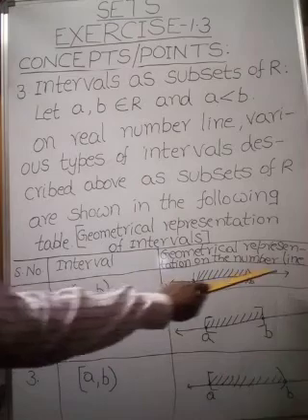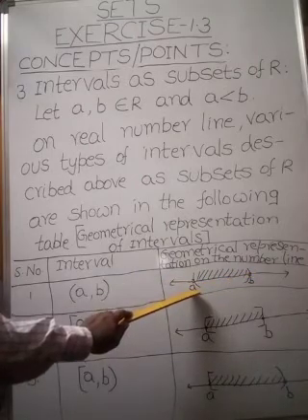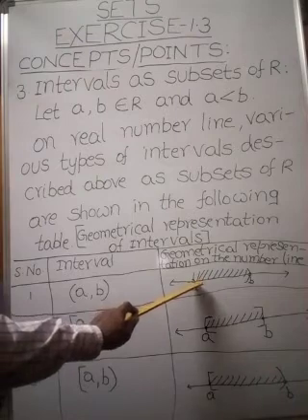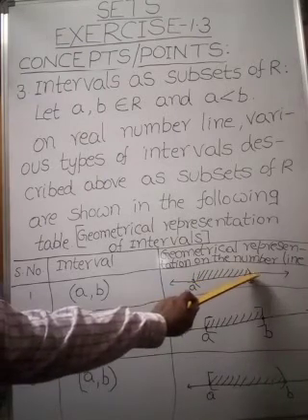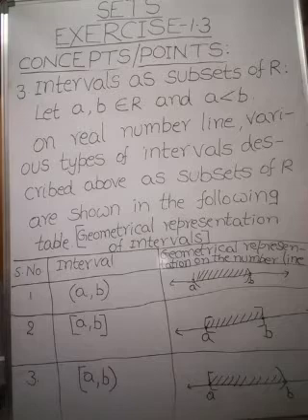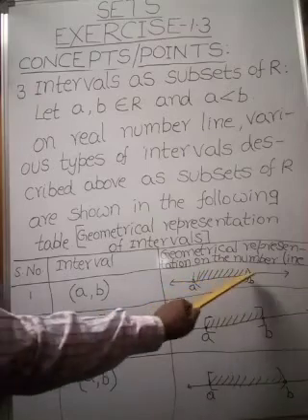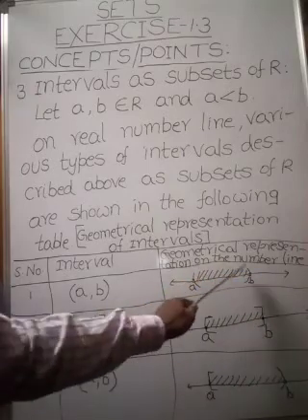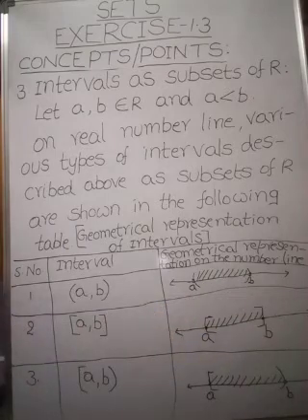See on the number line, a is a small number, so we wrote it on the left side, and b is a bigger number. Here, see, a small hole is there at a and a small hole is at b. It means the two numbers are not included in this interval, but all the real numbers between a and b are shaded by these slant lines. Understood this, my dear children?